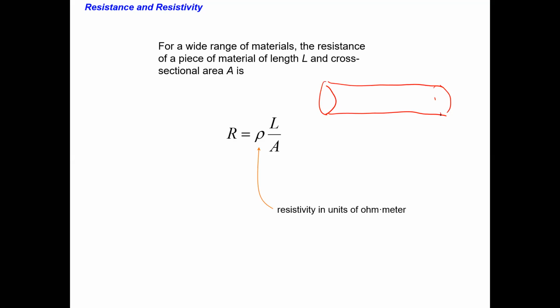So if we've got a cylinder, then this cross-sectional area, what does that look like? Well, that looks like a circle. So if we picture the end of the cylinder, the end of the cylinder looks like a circle, and the area of the circle is pi r squared.